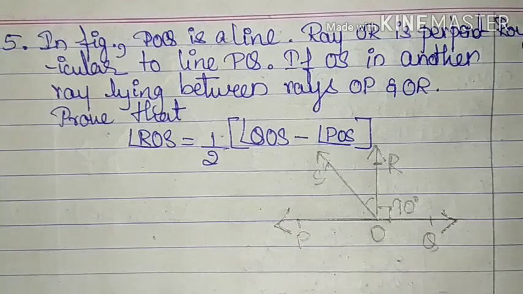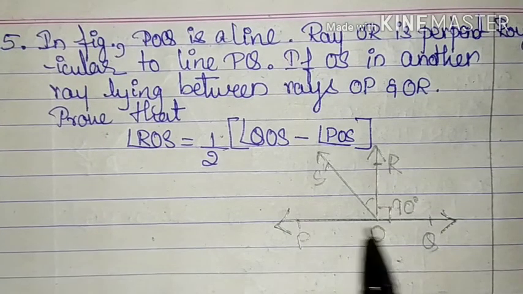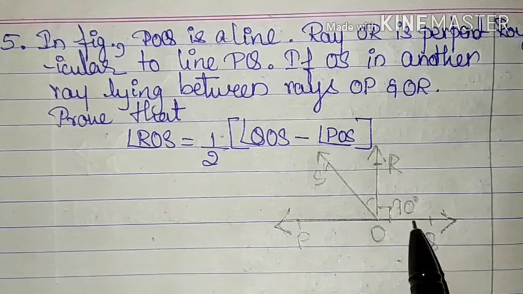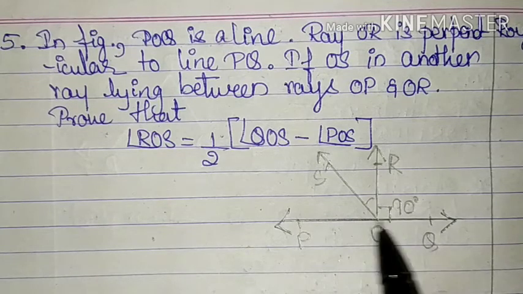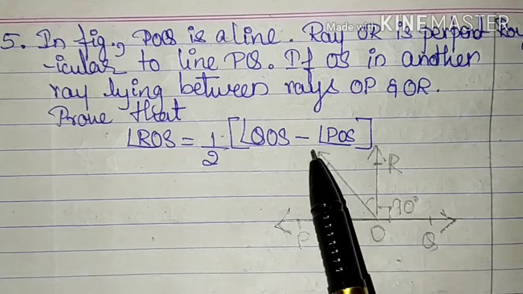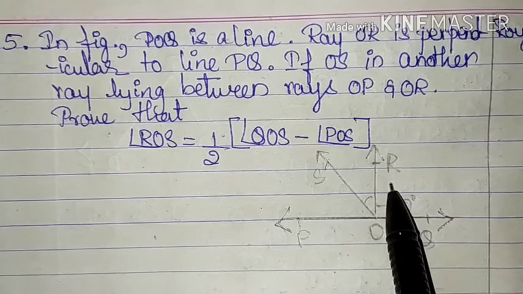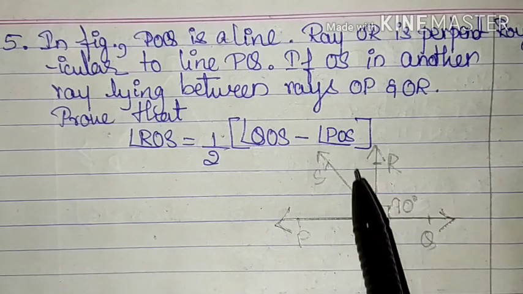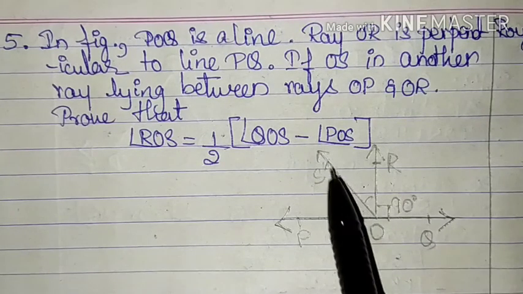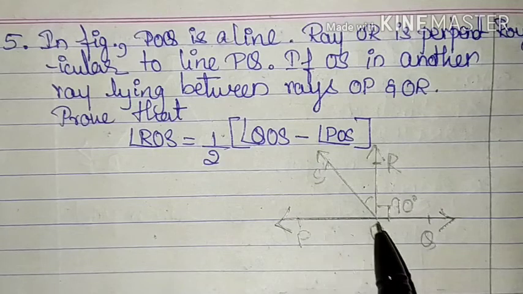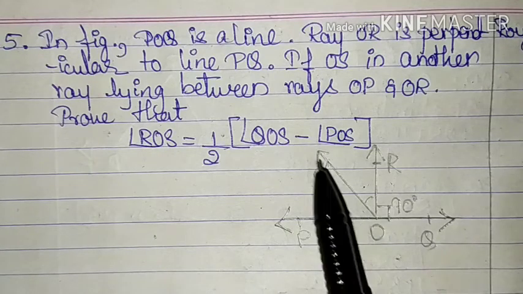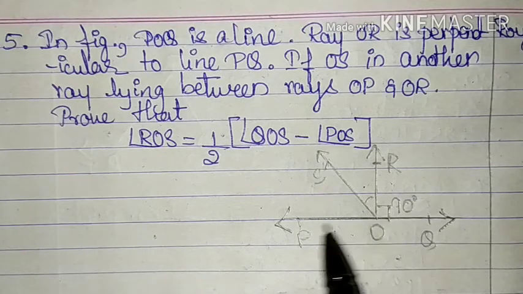In the 5th question, in the figure, POQ is a line, ray OR is perpendicular to line PQ. Perpendicular means ray OR makes an angle of 90 degrees with the line PQ. If OS is another ray lying between OP and OR, prove that angle ROS, that is this angle, is equal to half of angle QOS minus POS. So we are supposed to prove that angle ROS is half of angle QOS minus angle POS.